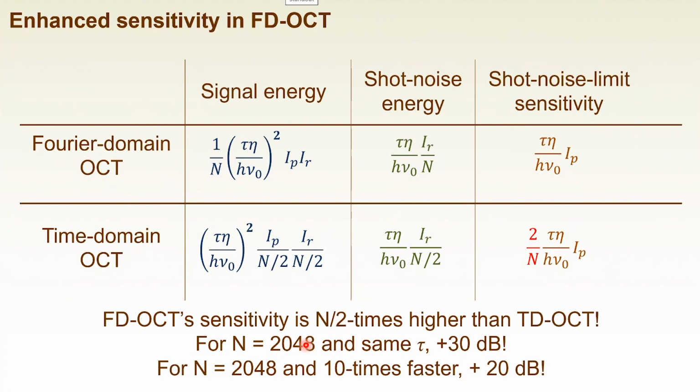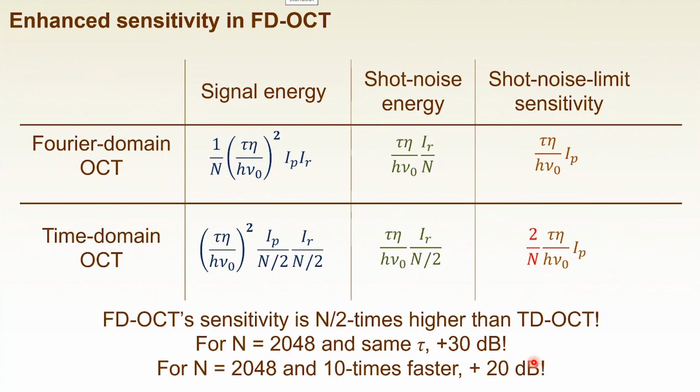Okay, and then maybe we can sacrifice this sensitivity gain a bit for faster measurement. Like if you operate the system 10 times faster, the sensitivity reduces by minus 10 dB. But this minus 10 dB can be compensated, or more than compensated, by this plus 30 dB. So finally, we still have a 100 times gain, plus 20 dB. So still the sensitivity of FD-OCT is higher than time domain OCT.